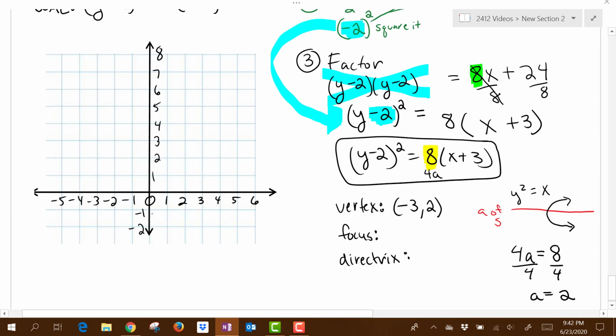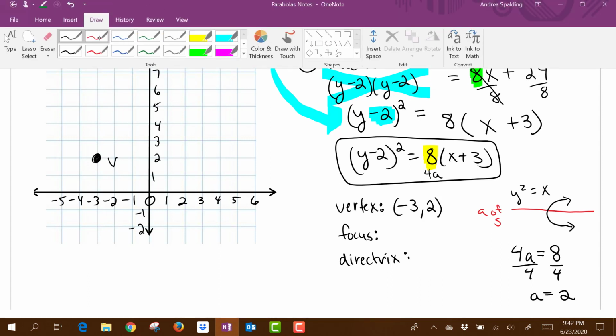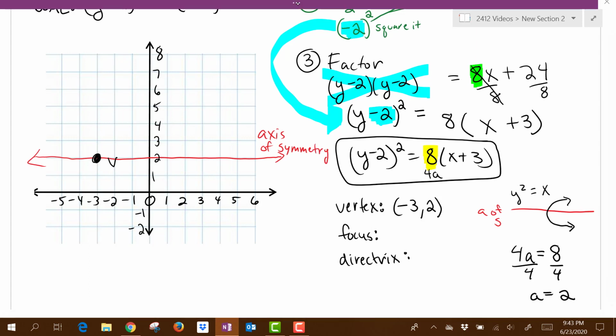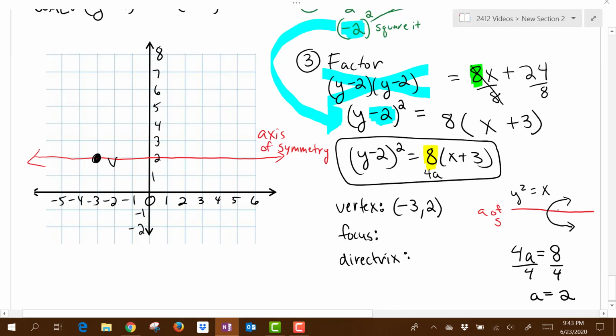Alright, so now let's graph. The vertex is negative 3, positive 2. Let's plot that. Put a V. The next thing I'm going to do is sketch out the axis of symmetry, which is horizontal. Okay, once I have that, now I should be able to come up with the focus. So the focus is going to lay on the axis of symmetry. It has to lay inside of the parabola.